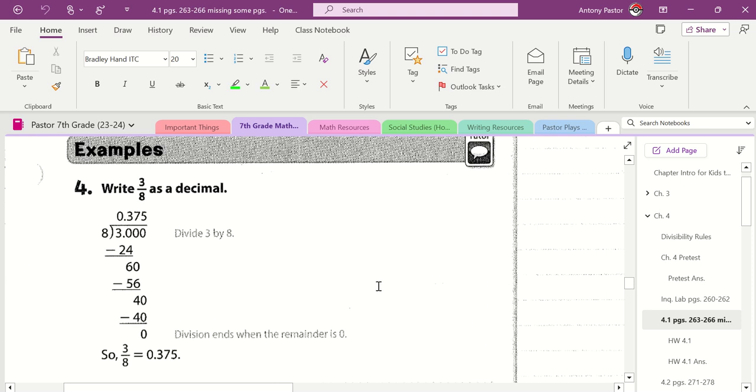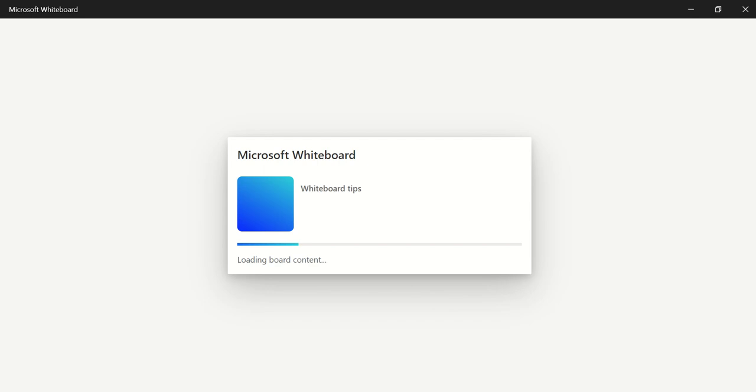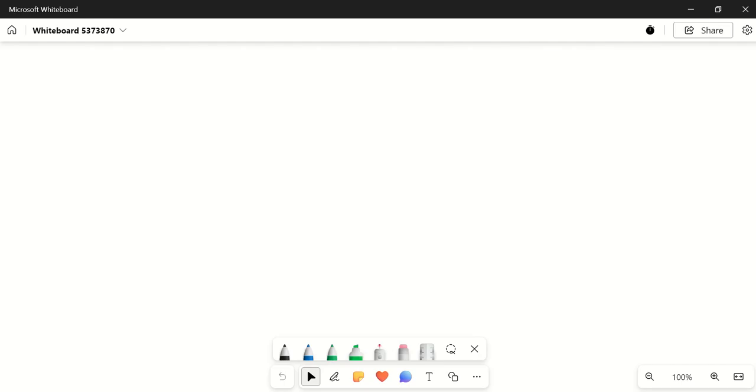All right, and then the rest of the lesson is going to be talking about writing fractions as decimals. I understand we have calculators, but we really need to be able to do this longhand. So we're going to do 3/8 as a decimal together. So let's pull up a new whiteboard. And again, it was 3/8.